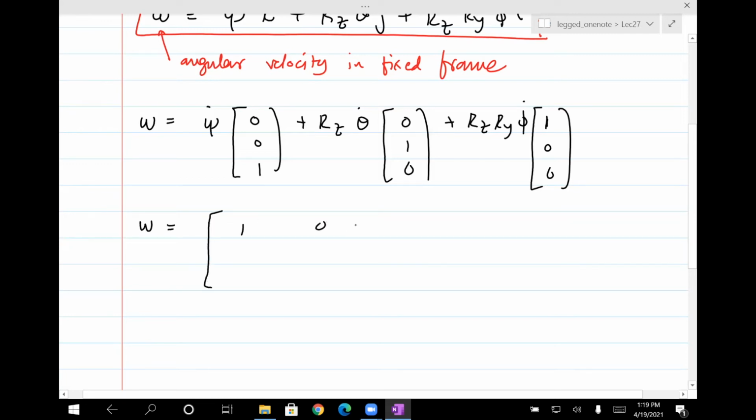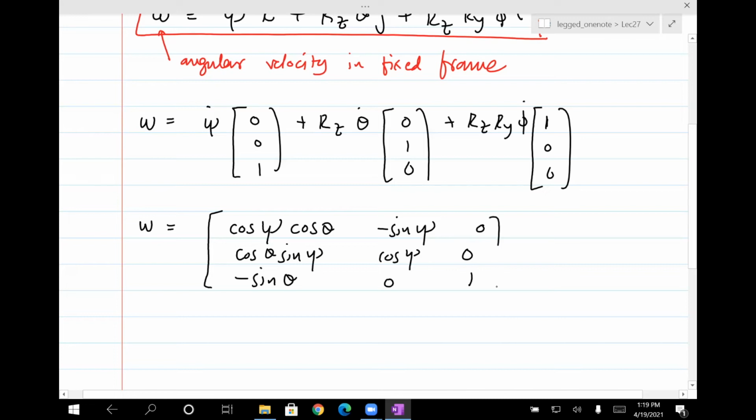Sorry, it should be cosine psi cosine theta, minus sine psi, 0; cosine theta sine psi, cosine psi, 0; minus sine theta, 0, 1, times phi dot, theta dot, psi dot.